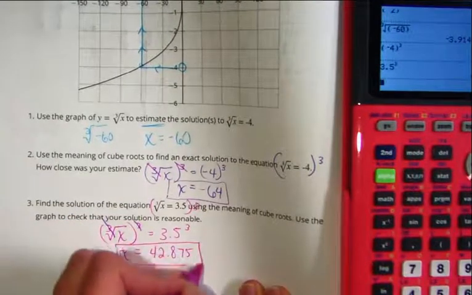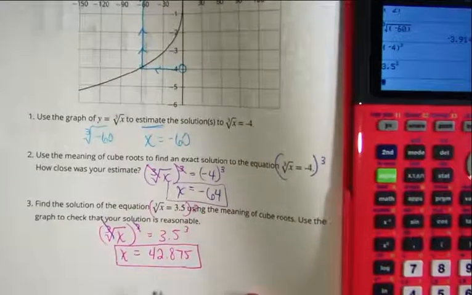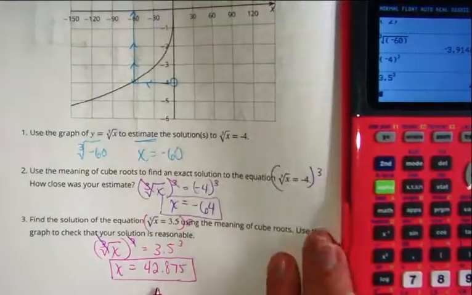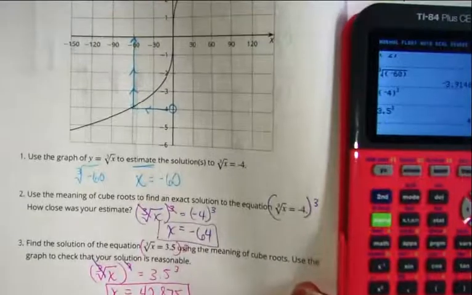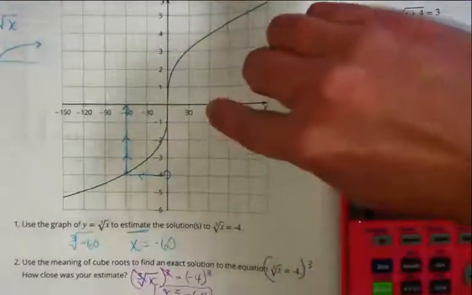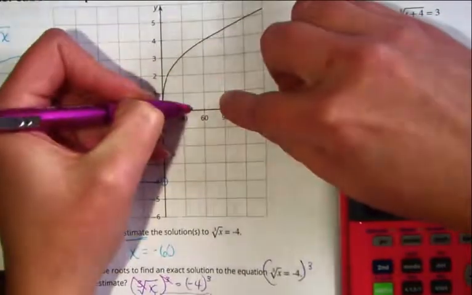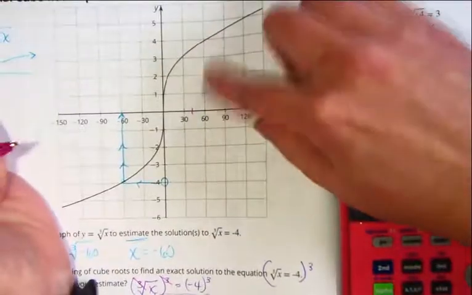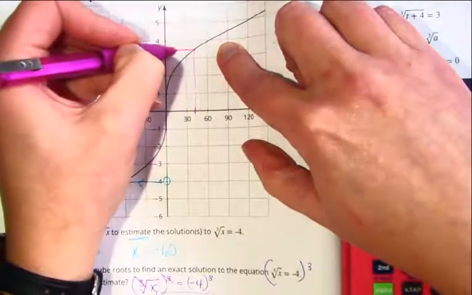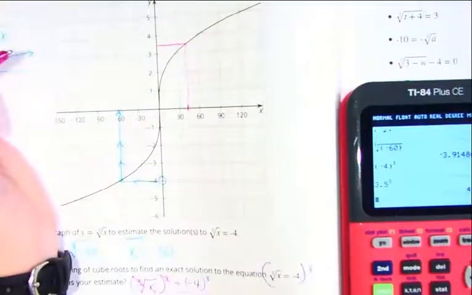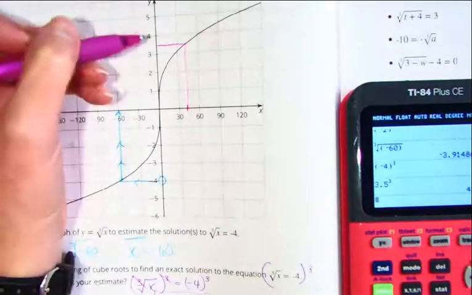Nice terminating decimal there. And that says, use the graph to see if this seems reasonable or not. So if I put in my x at about 43-ish here, and follow it up until I hit the graph, and then trace that over, man, that is looking really darn close to 3.5, so that looks great.